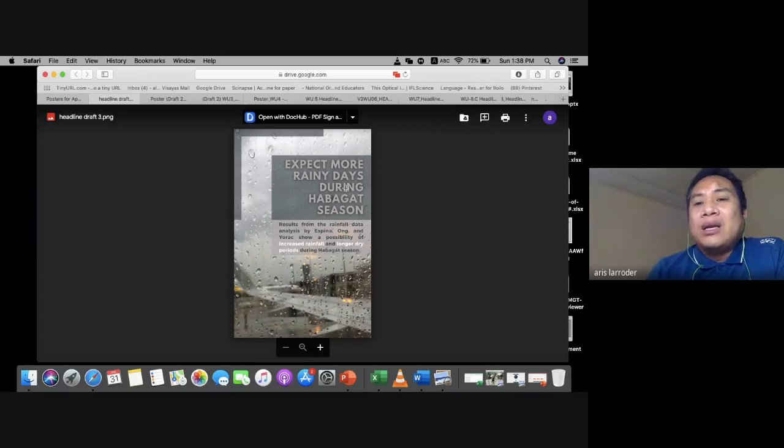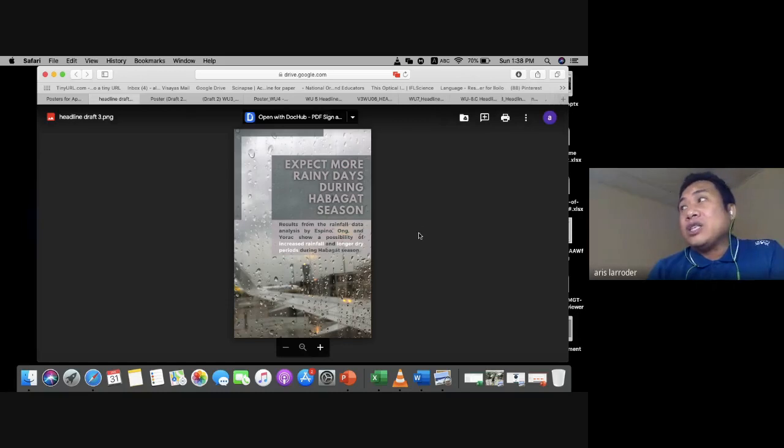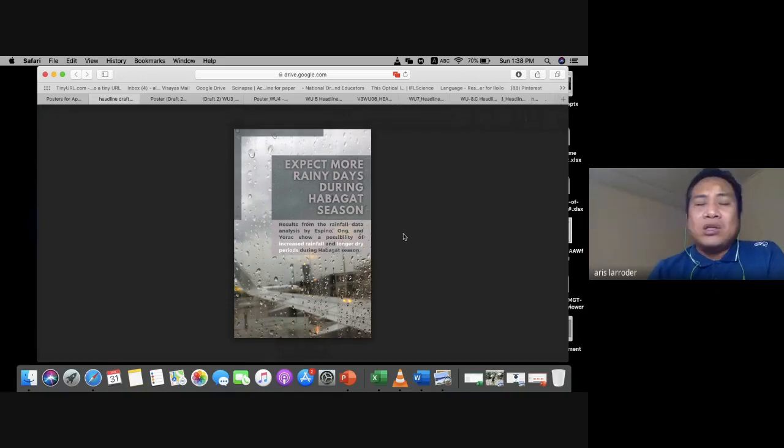Whenever possible, I really don't like posters which are designed with so many lines. There is this principle of strained eyeballs, because unconsciously, when participants have to read the title from left to right, so many times. So in this case, expect more. So that's one idea. Rainy days, another idea. During Habagat season, it's like this.